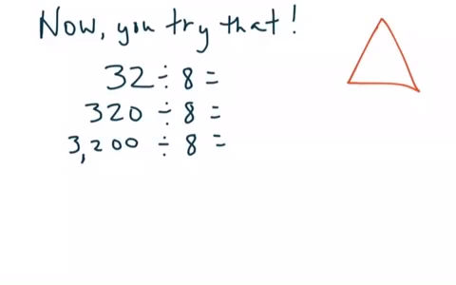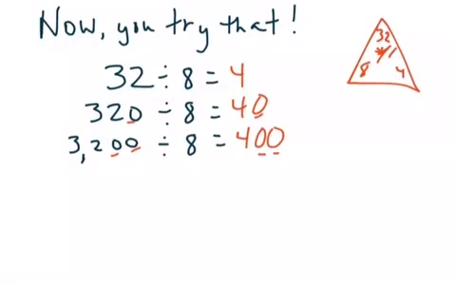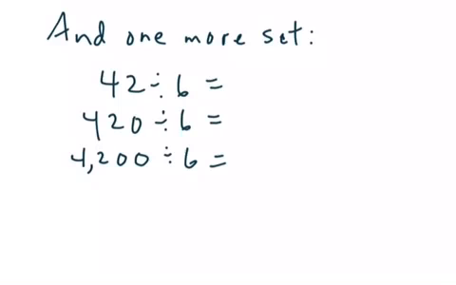So hopefully you would be able to say, well, I think I'll just fill this in over here. 32, 8, it's 4. So I've got 4, 40, and 400, right? Appending those zeros like we did when we were doing multiplication. Same thing is going to work here, and you can see that this could be a division or multiplication fact triangle right on. All right, one more set. Give that a go. Once you have it done, then come on back.